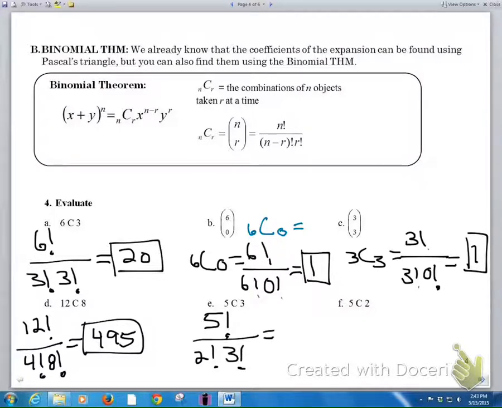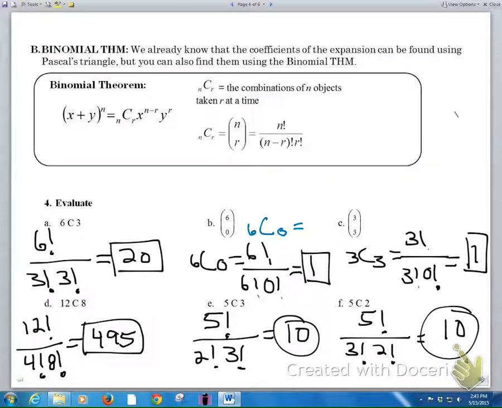That's 5 factorial over 5 minus 3 is 2 factorial, then 3 factorial, and so on. So you can get the last one. So just practice these on the calculator. Pause, figure out how to do it on the calculator.